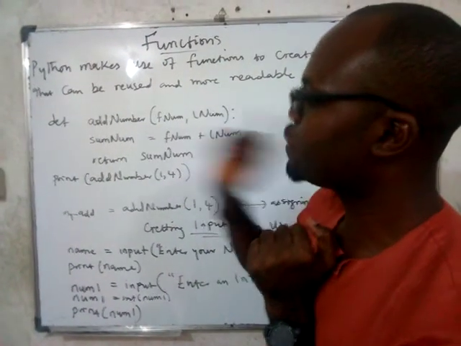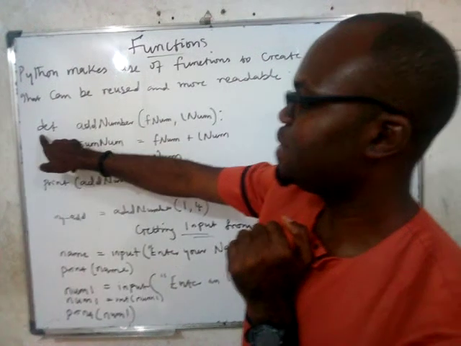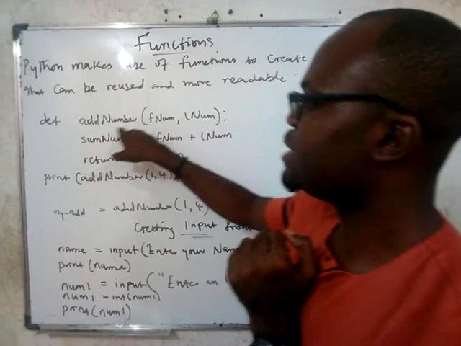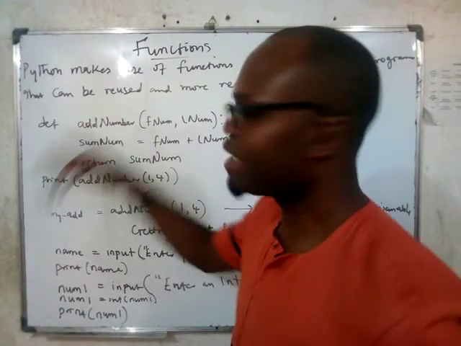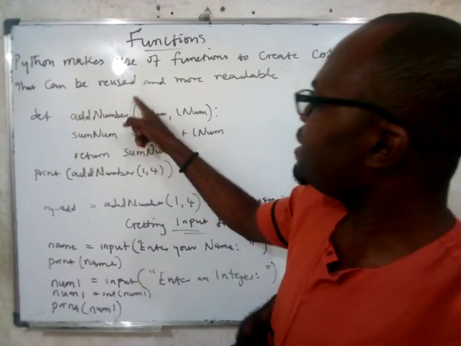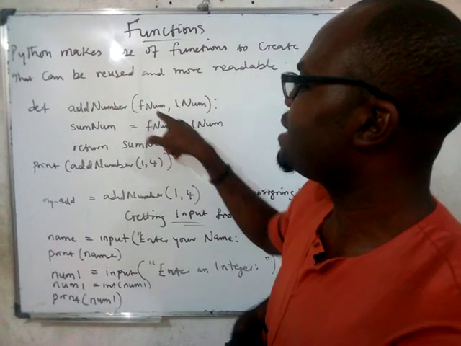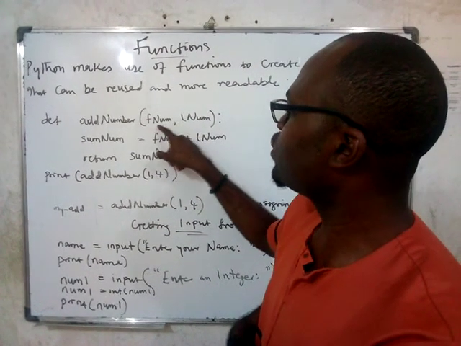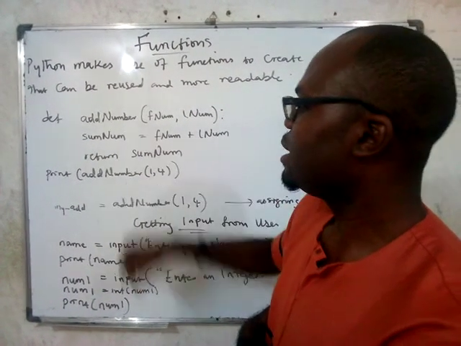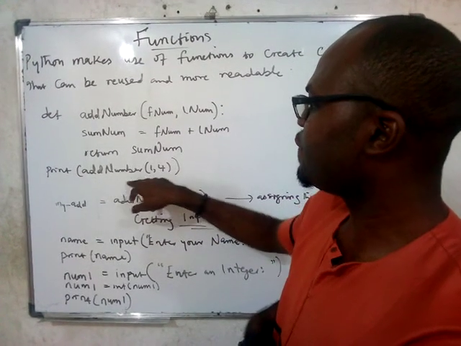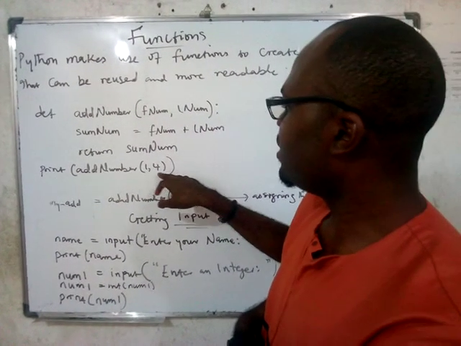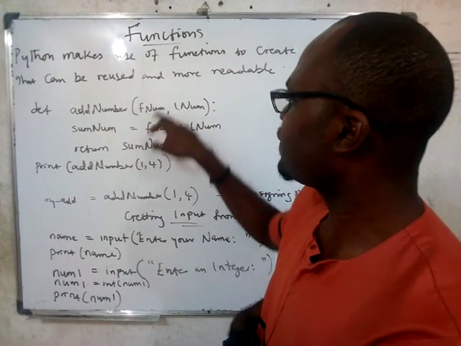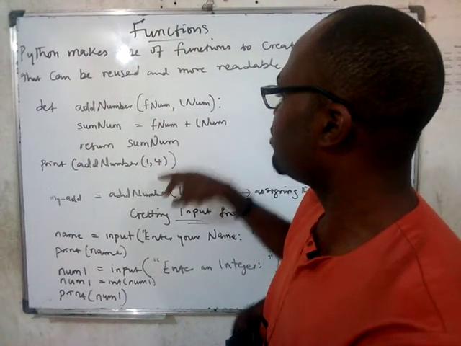Whenever you want to create a function, you use the keyword def, in small letters. Then you write the name of the function you are creating. The name of this function is addNumber, written together. Then you make a parenthesis. Inside the parenthesis, put the arguments that we want to be passed anytime they are calling this function. Like this is an example where I call this function addNumber. The arguments here are two integers, 1 and 4. 1 is the first number, and the second number, the last number, is 4.